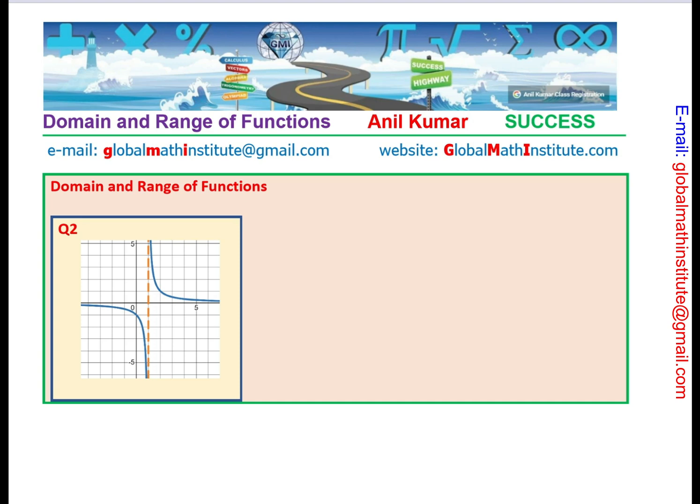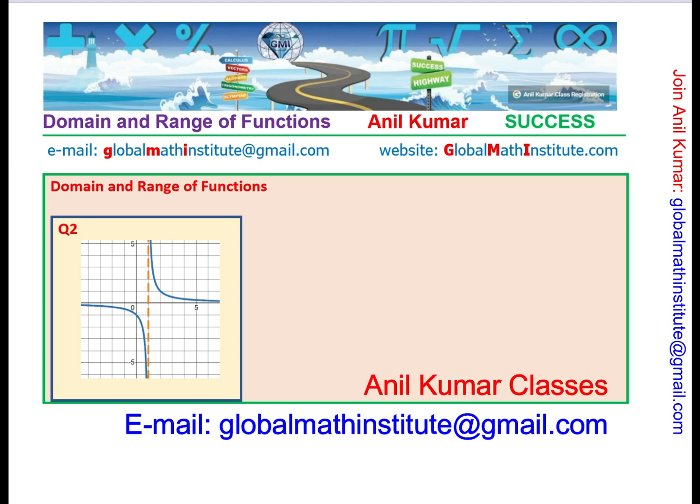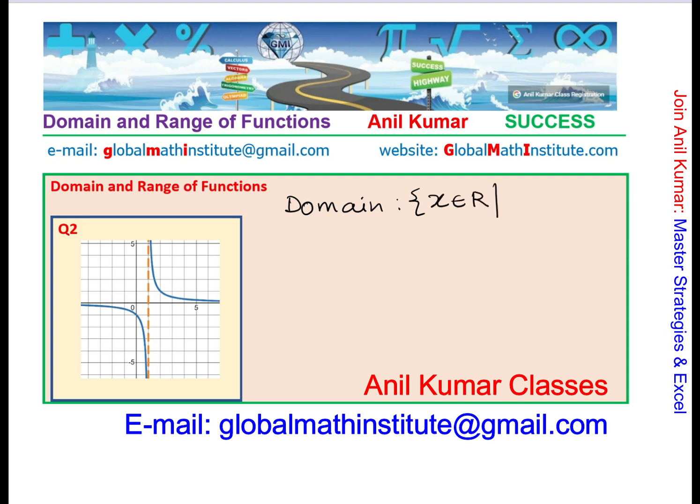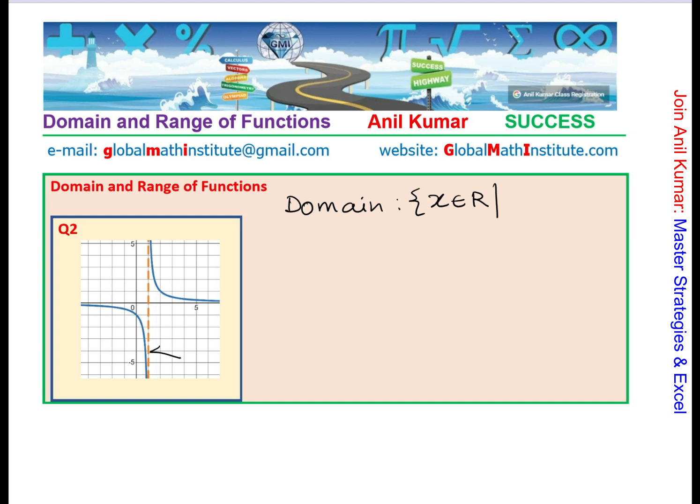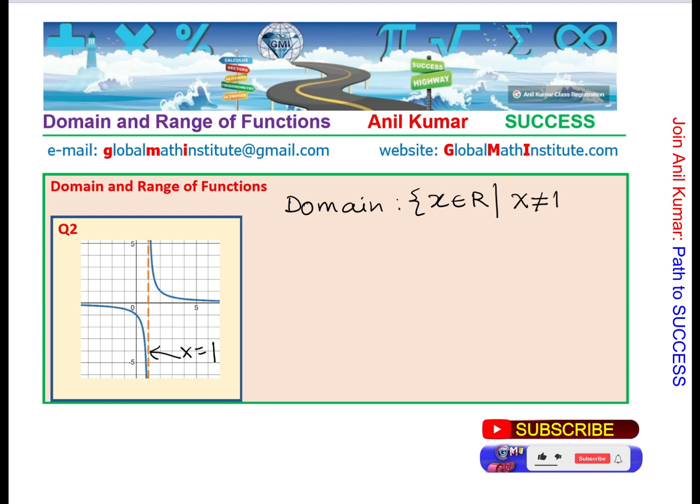In question number 2, you see the orange vertical line is actually a vertical asymptote. This is a graph of a reciprocal function translated 1 unit to the right. So can you write down the domain of this particular function? Let's write down the domain first. So domain, as I said, x belongs to real numbers. And what is not included? Well, this point, which is x equals 1, the vertical line along this x value is not included. So x is not equal to 1, right? We have a vertical asymptote at this particular point.